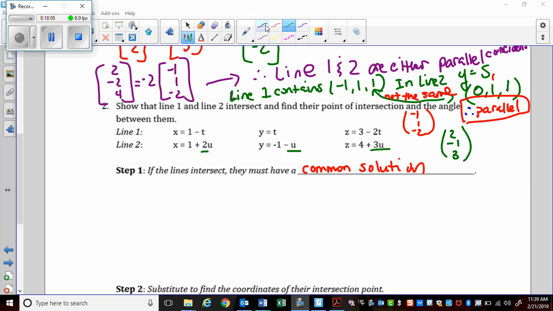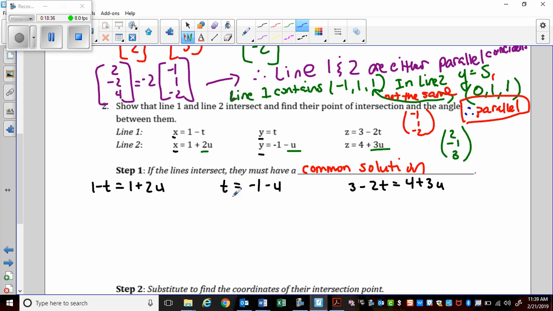All right, if they have a common solution, then we can set them equal. We have our x's are equal. So 1 minus t is equal to 1 plus 2u. Also with the y's, my y's are going to be equal at some point, where t is equal to -1 minus u. And my z's are going to be equal at some point, so 3 minus 2t is going to be equal to 4 plus 3u. Now, what I'm going to do to find an equation is, this one is already solved for t, so I'm going to use this, and I'm going to plug it in for this t.